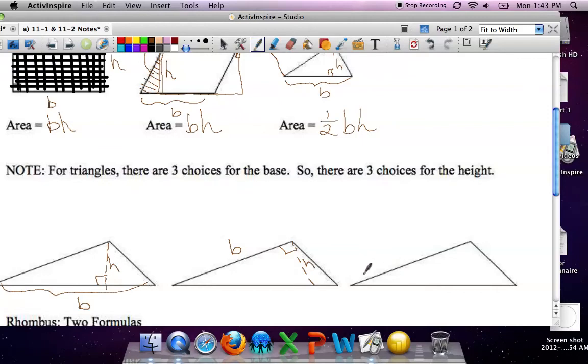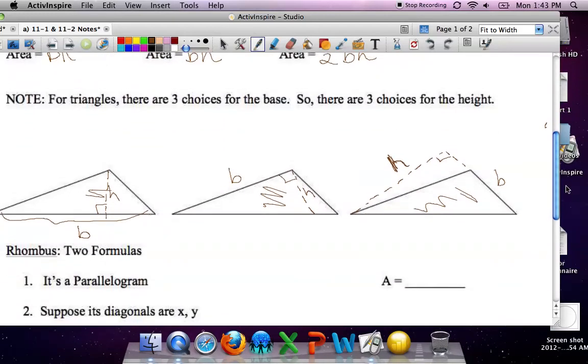The third one would involve dropping an altitude from this third vertex here, and we'd have to have it go perpendicular to this third side. So this would now be what we call h, which would be an altitude that lives outside the triangle. And then the base for this one would be b over here. Notice the area of all these 3 triangles would be congruent to each other. It doesn't matter which you pick as h and which you pick as b, but at the end of the day, the area will be the same.